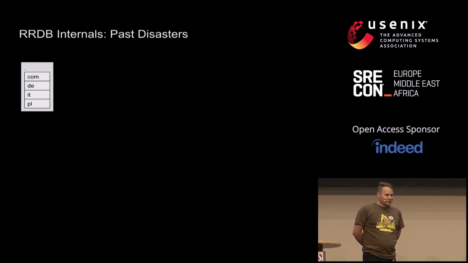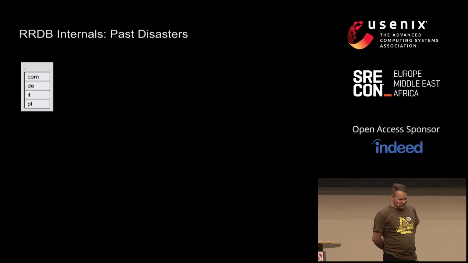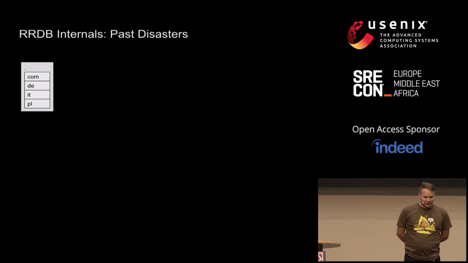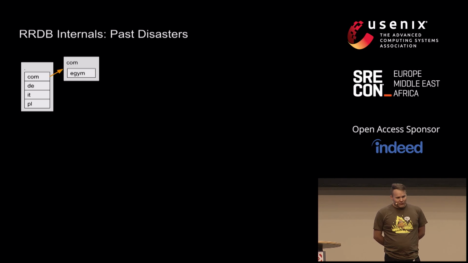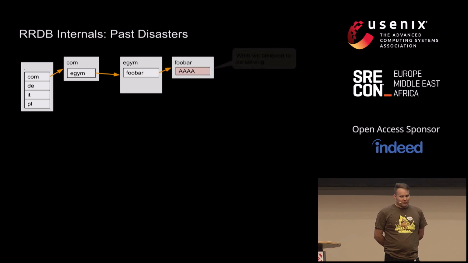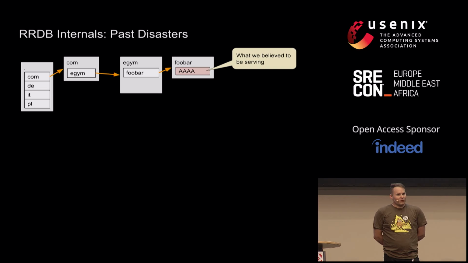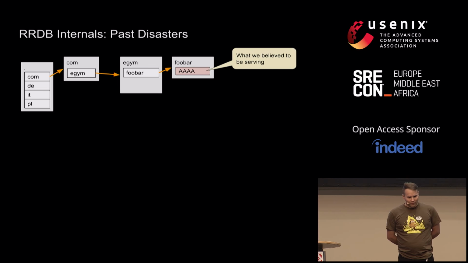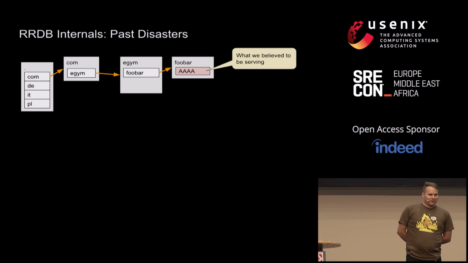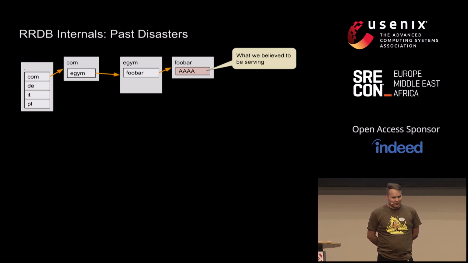What went wrong? A couple of things. Due to time constraints, I will only go into detail of one. So we had this foobar.egym.com service serving a quad A record. At least that is what we believed to be serving. Turns out this was in the middle of the migration period. A couple of data was automatically migrated from zone files to those YAML files. And we had an NS record in there.